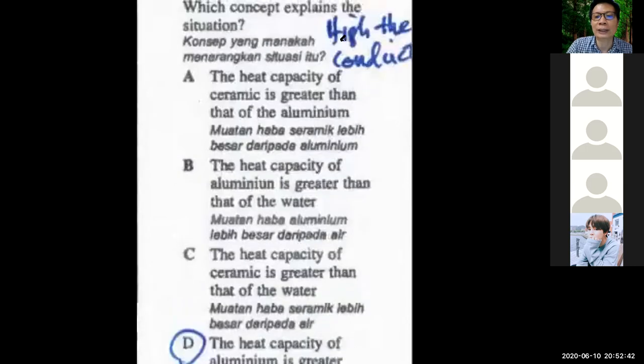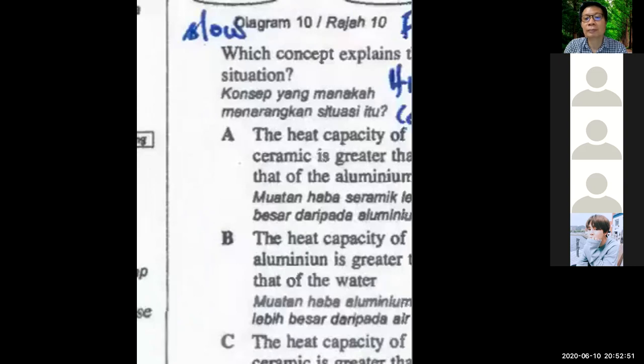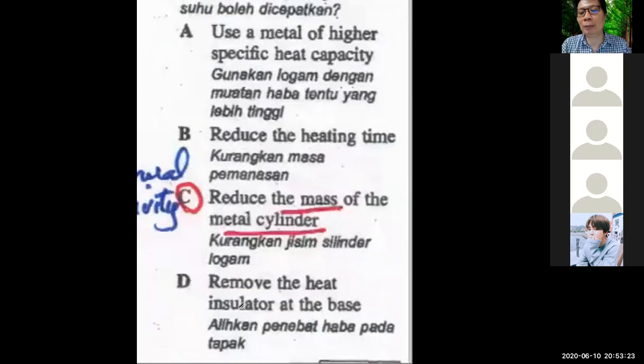Now, what does the question ask? How to increase the temperature faster? How to make the temperature go up faster? So the answer is reduce the mass of the metal cylinder. The cylinder was 5 kilograms, very big. Definitely if you want to heat it up, it's very difficult. So you reduce the mass, make it smaller. Smaller things can heat up faster, isn't it? So answer C.